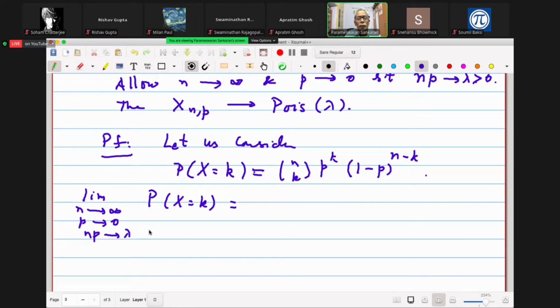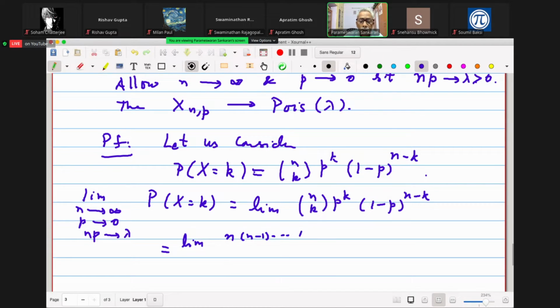So we just compute the limit. I will not write everything. Just write the limit of n choose k, p to the power k, 1 minus p to the power n minus k. And that's equal to, the limit, you write here n choose k as n factorial. Well, let us just simplify that. n times n minus 1 times and so on, up to n minus k plus 1, divided by k factorial.